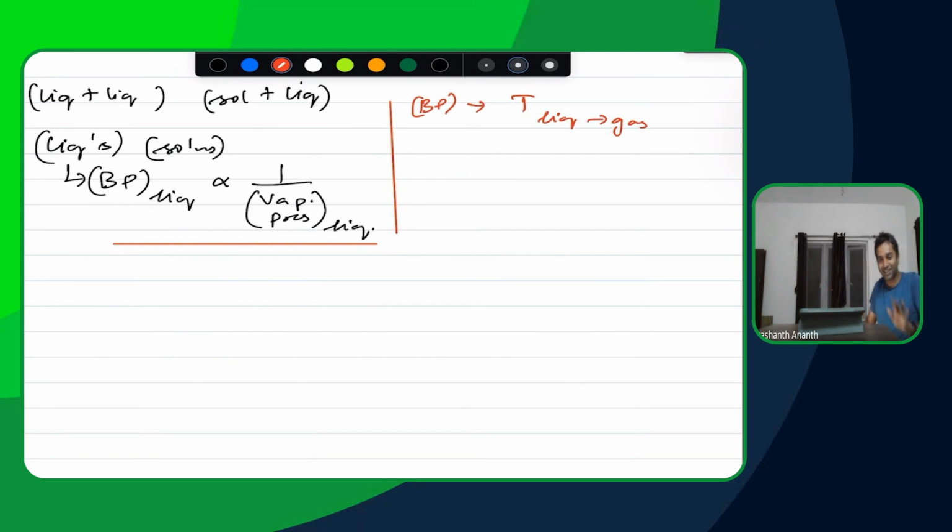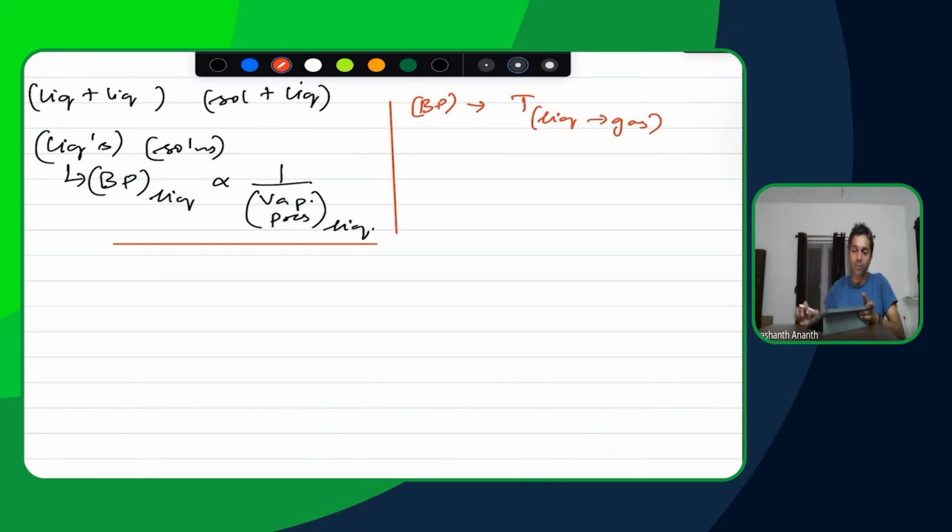Let's try to understand each thing patiently. So, what does temperature at which liquid becomes gas truly mean here? Because, as you just correctly pointed out, evaporation is a process which happens naturally at all temperatures. Liquid is becoming gas there also. Why is that not boiling point? What does boiling point truly then mean?